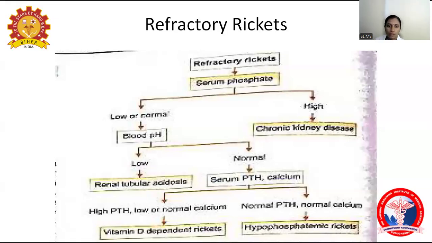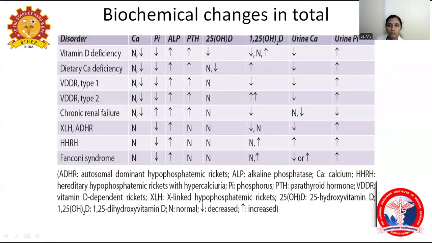If the calcium is low and parathyroid is high, that means something is going on there. So it is some vitamin D dependent rickets. It is an enzyme problem. But if the calcium is normal and parathyroid levels are also normal, with only hypophosphatemia, then it is hypophosphatemic rickets, and you have to look for hereditary causes and all.